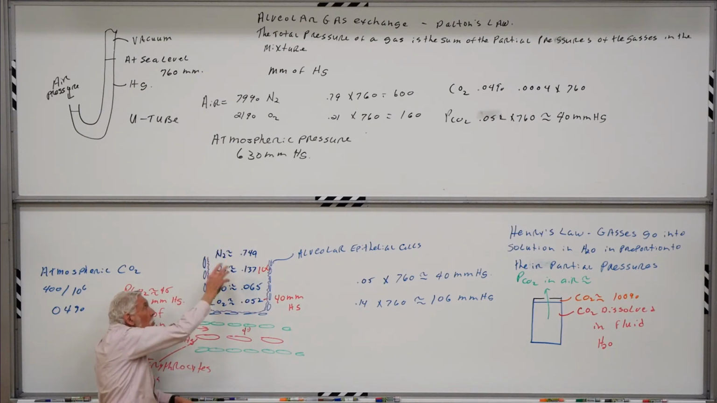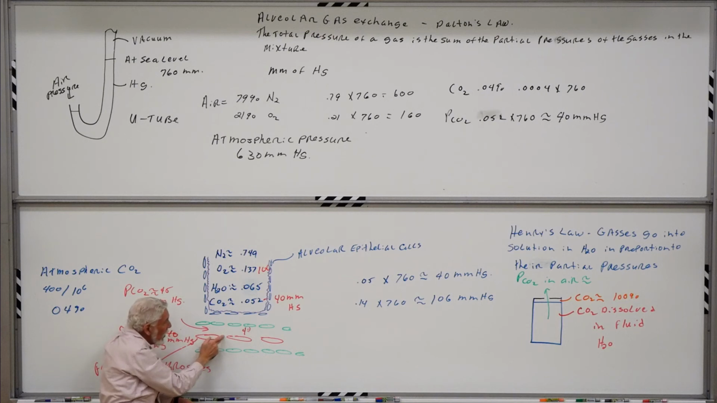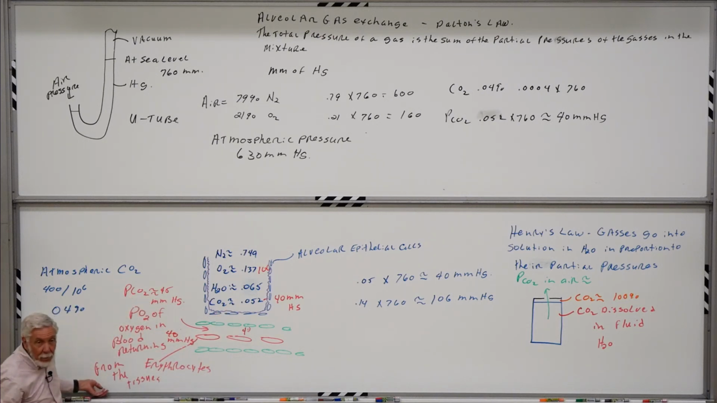We need to be able to put all of these gases, but especially oxygen and carbon dioxide, in solution in the water layer so they can diffuse down their concentration gradients from the alveolar space and into the blood capillary.